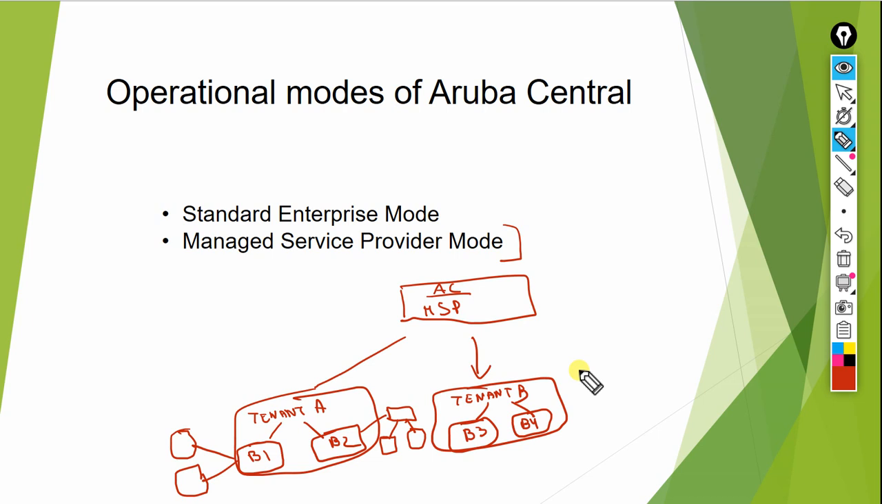But the main thing is that the tenants can access only their own respective accounts and only their own features and application services to which they have subscribed. So tenant A cannot access tenant B or vice versa. It's not a sharing between these two tenants. But as an MSP, you are managing and taking care of both the tenants.